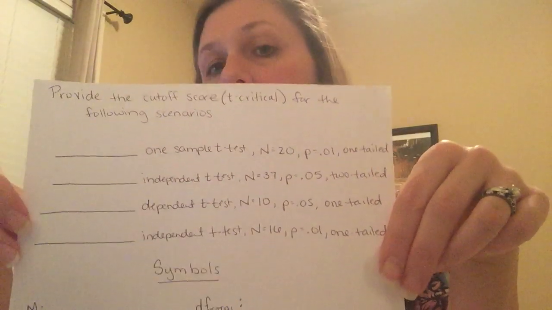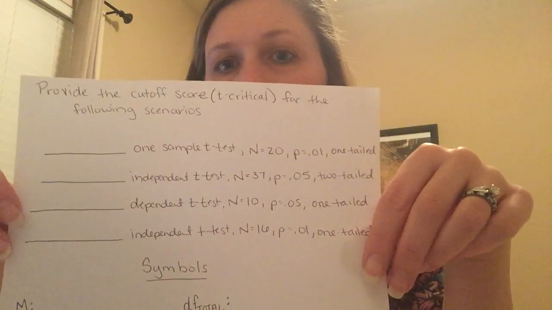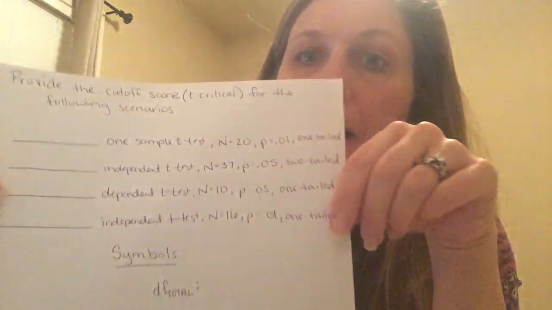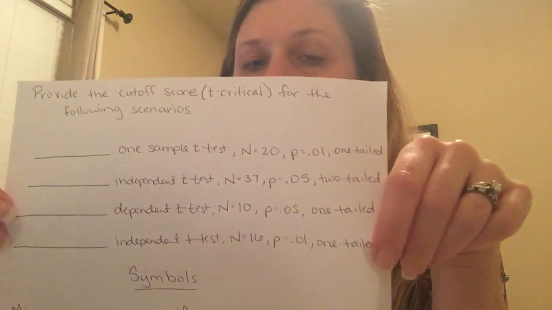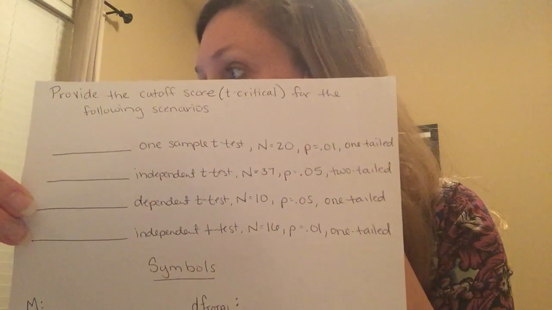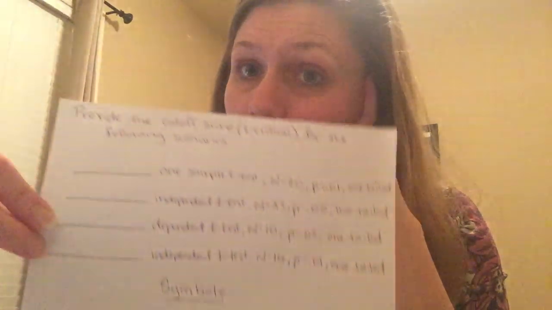So imagine you have a 1 sample t-test. You have an N of 20, a p-value of 0.01, and it's one-tailed. Okay, so if you don't already have your T-chart out, you can pause me and go get it. Go get it out.